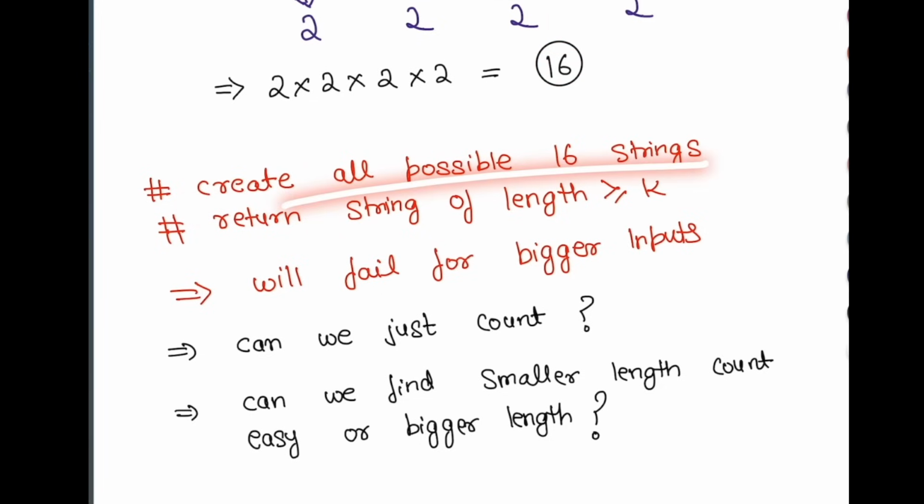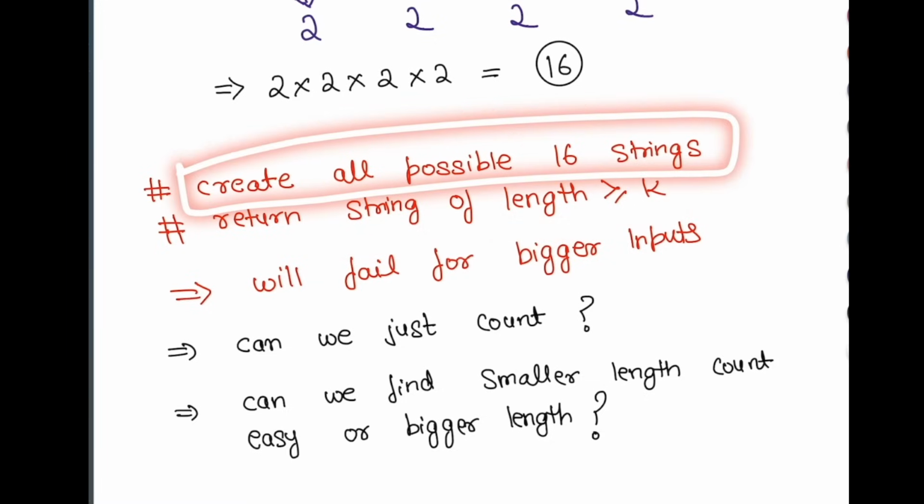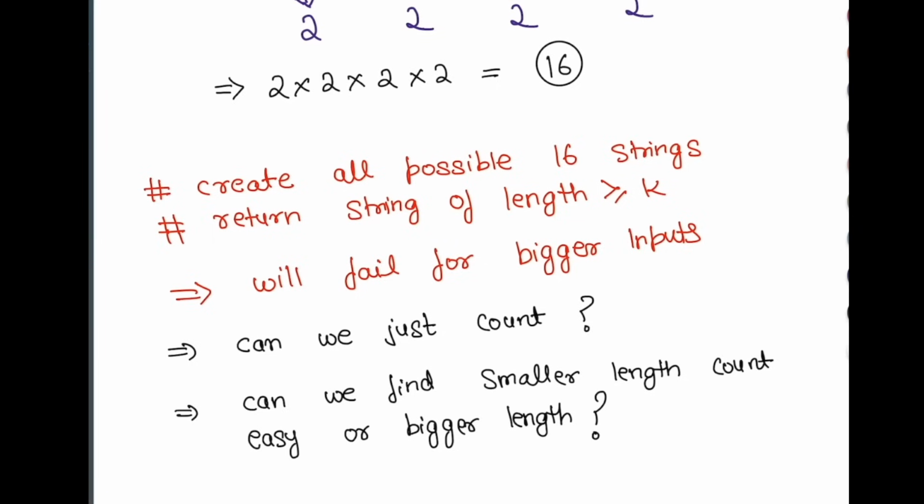We can create all possible strings and then we can say, okay, let us return the strings of length which are more than or equal to k, or maybe just count the number of strings which are of length more than or equal to k. That is going to give you the output, right? So all the logic is just how can we create all the possible 16 strings. But the thing is, do not even try this. Why? Because this is for sure going to fail for bigger inputs. This is a brute force approach.